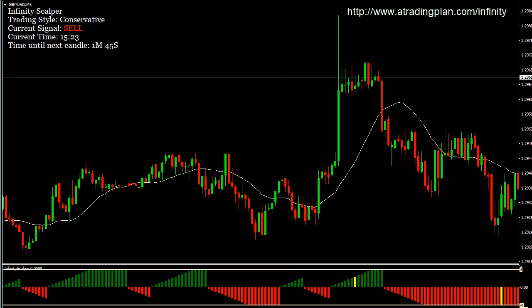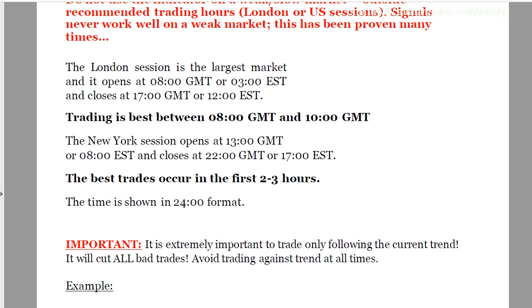It is a long trade, but we have a flat moving average, right? So the trend would say flat. We just came off a downtrend. This is a trade you would skip, and it's pretty clear. As I mentioned in the PDF, trade only the following trend, following the current trend.